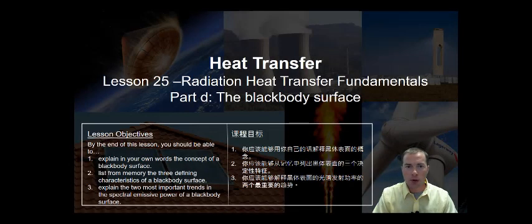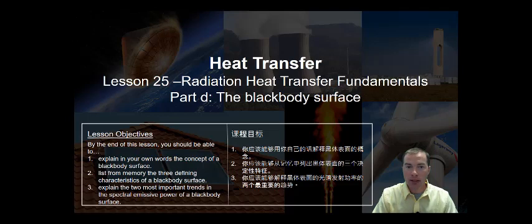This is the fourth part of Lesson 25 in heat transfer. Lesson 25 focuses on the fundamentals of thermal radiation heat transfer. In the last lesson, we looked at the four physical processes associated with thermal radiation heat transfer between two surfaces. In this part of the lesson, we will describe a fundamental concept in thermal radiation heat transfer known as the black body surface.